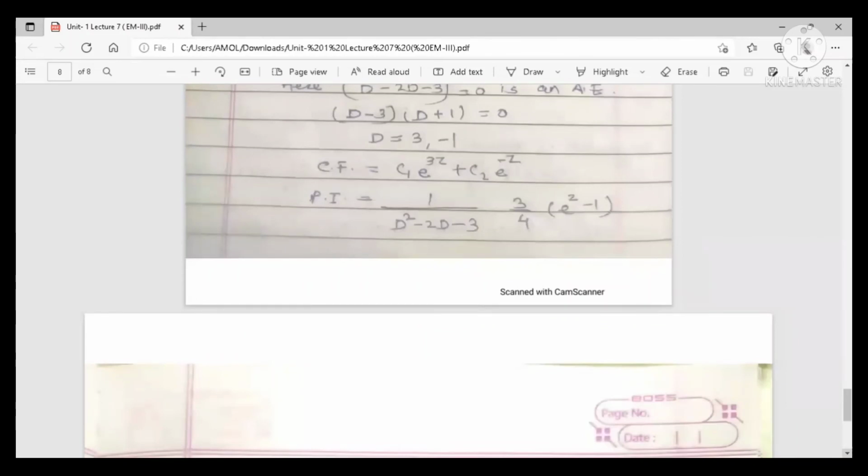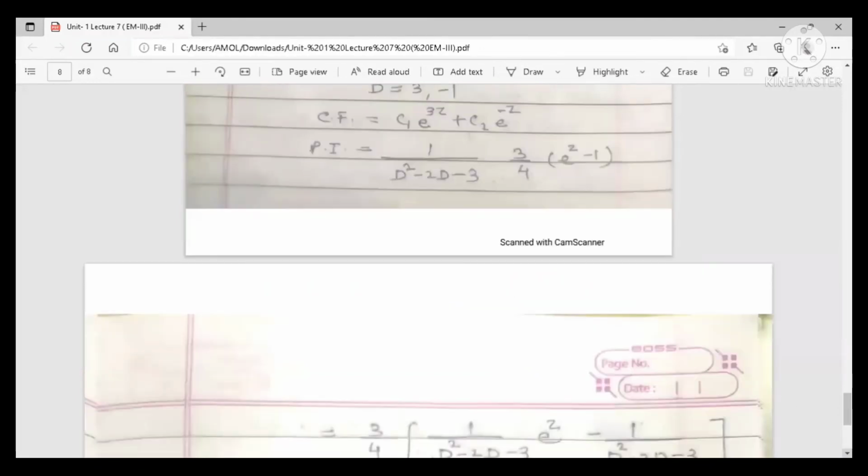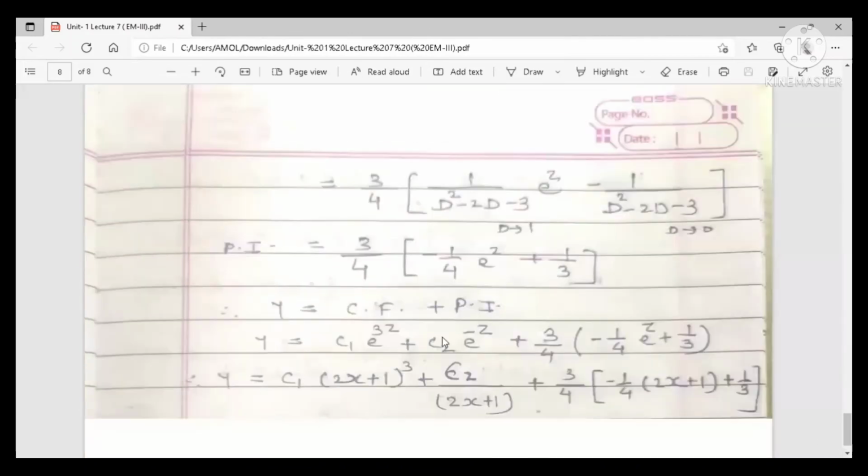Solve for the function. It is a simple exponential function. One term contains an exponential function and the second term is a constant term. So use the first case of the shortcut method. Separate these two terms first. See the next step. 3 by 4, this term is constant, so write it down as it is in bracket. 1 upon d square minus 2d minus 3 into e raised to z, minus 1 upon d square minus 2d minus 3. Okay, separate both the terms. So PI is equal to 3 by 4 as it is.